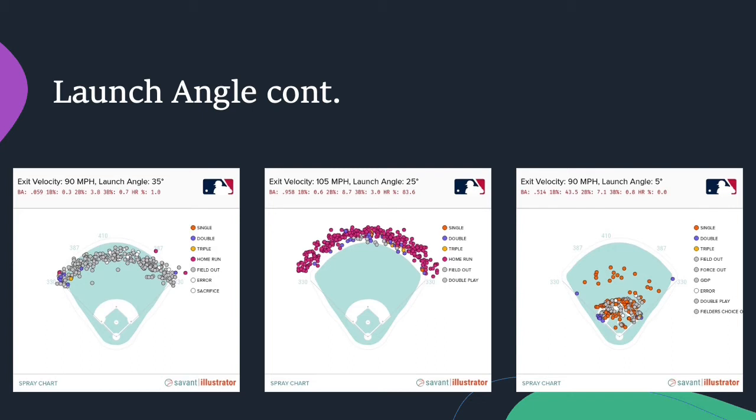On the right, we have a very hard hit ground ball with a 90 mile an hour exit velocity and a launch angle of 5 degrees. Although these don't result in any home runs, the resulting batting average is .514, which is well above average.